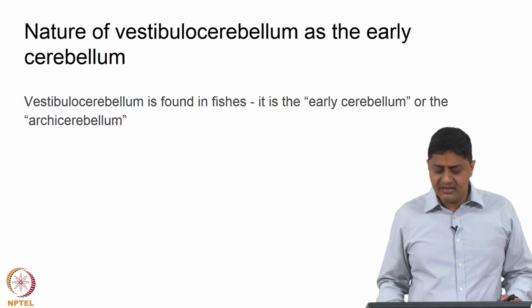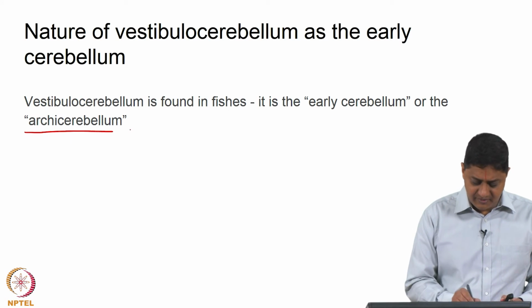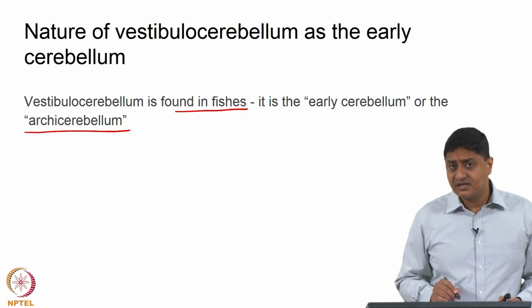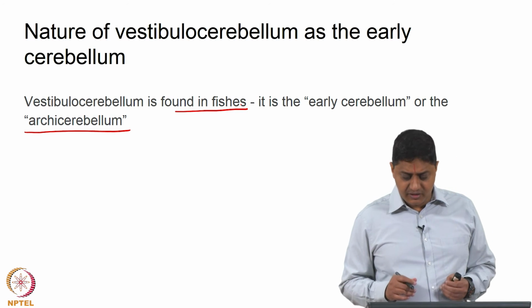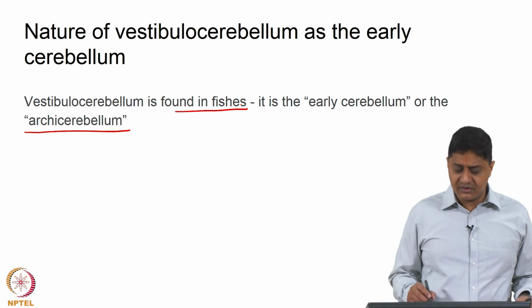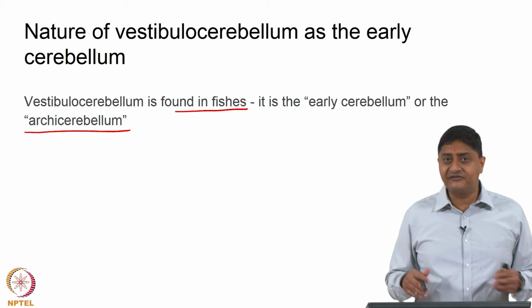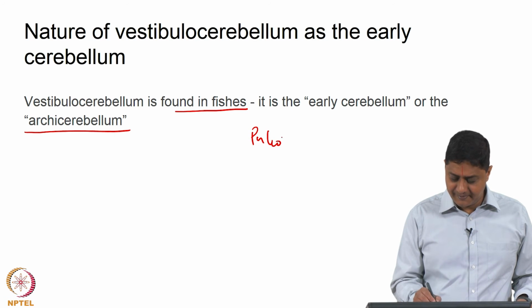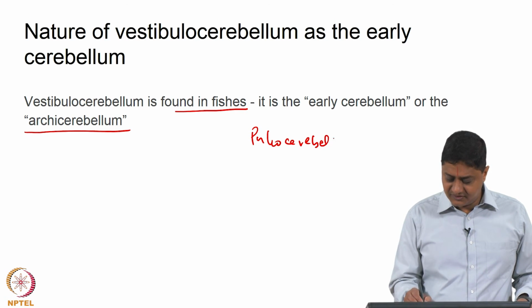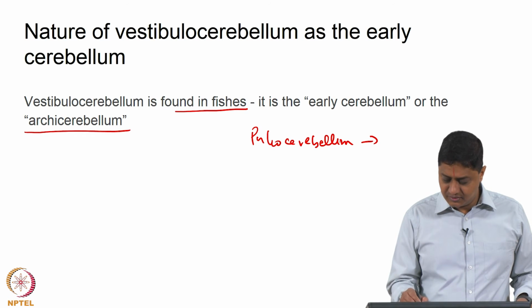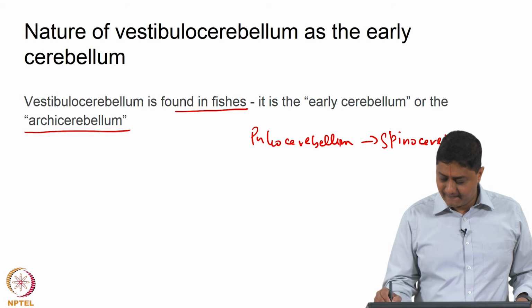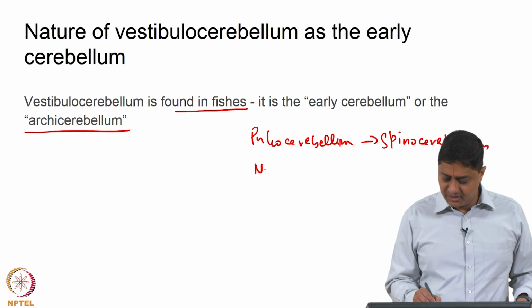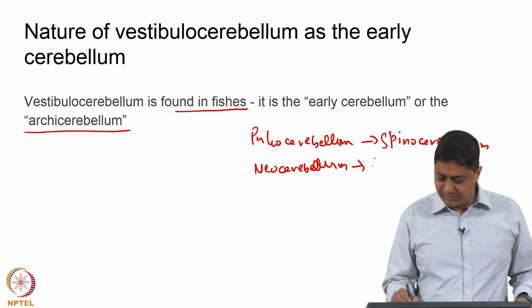Also remember that the vestibular cerebellum is the early cerebellum, the archicerebellum. It is present in fishes and other such lower animals. After the development of the vestibular cerebellum, further development led to the paleocerebellum. We know what this is. The paleocerebellum is also the spinocerebellum, is it not? And then we have the neocerebellum. This is basically the cerebrocerebellum.